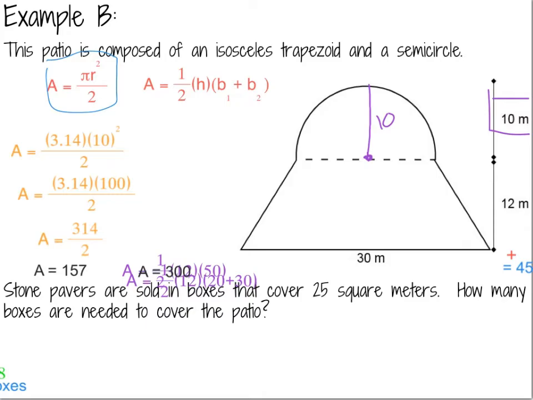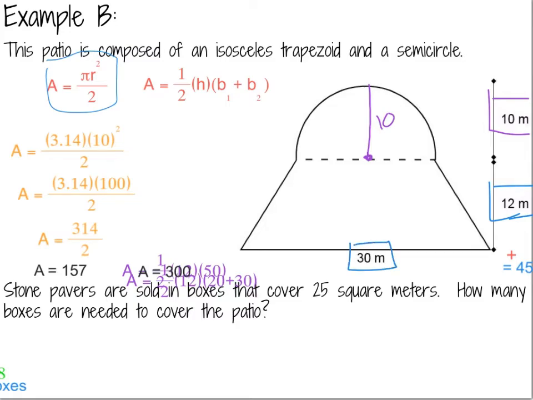So that gives me the area of the semicircle, but it still leaves me with the problem of figuring out what the area of the trapezoid is. So for my trapezoid, I need the height, base 1, and base 2. Well, I can see over here the height is going to be 12. I can see that one of the bases is going to be 30.